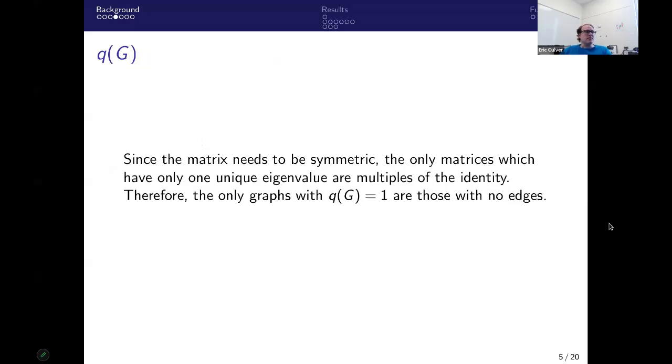Since the matrix needs to be symmetric, the only matrices which will have only one unique eigenvalue are going to be multiples of the identity. And so the ones that have q(G) equals 1 are those graphs that have no edges whatsoever, not very interesting. And so q(G) equals 2 is the next case, and it turns out it's incredibly interesting trying to figure out which graphs have q(G) equals 2. It's hard to figure it out.